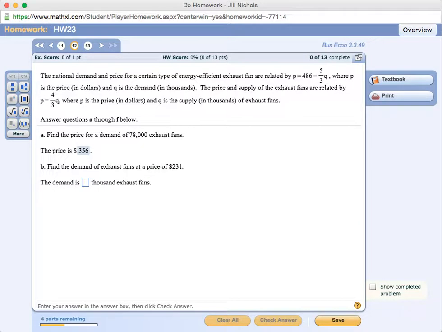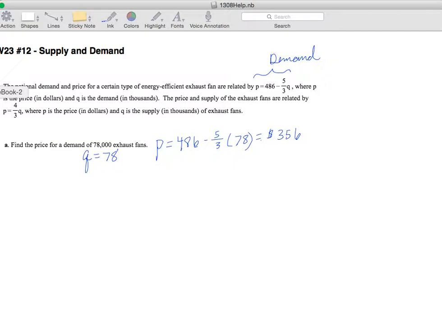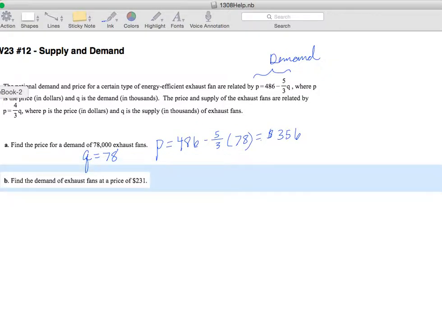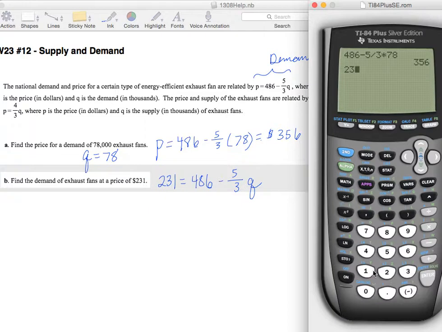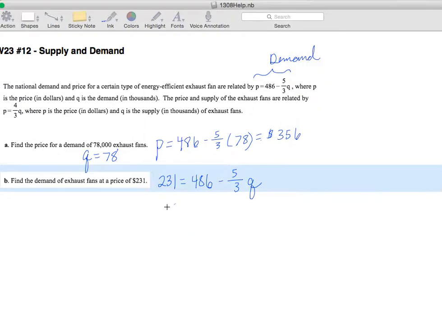Okay, then part B, find the demand of exhaust fans at a price of $231. So we're using the same function because we're still looking for demand, but now we're given the price of $231. So I'm going to plug in price P for $231 right there. Then we'll solve this equation for demand Q. So I'm going to subtract 486 from both sides. So 231 minus 486 is negative 255.